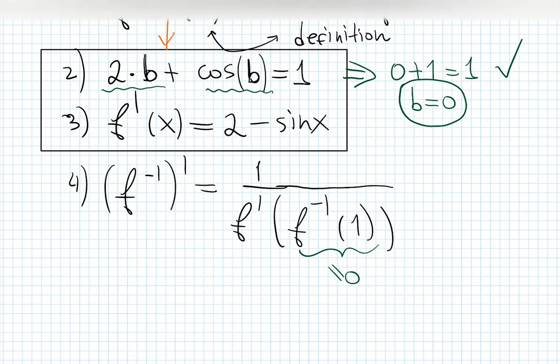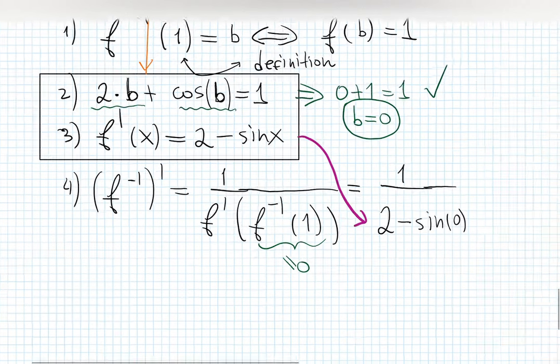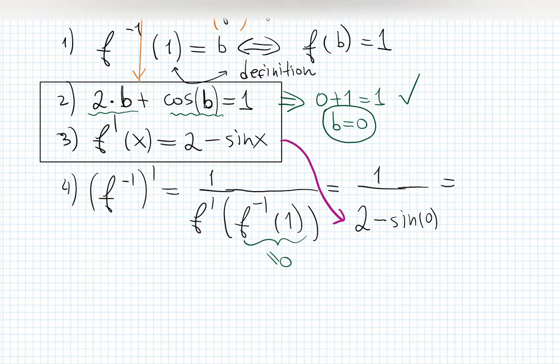We're almost done. Then it becomes 1 over f prime at 0. f prime comes from step 3. That means I will have 2 minus sine of 0. And that we can calculate. That is 1/2. And this is the result.